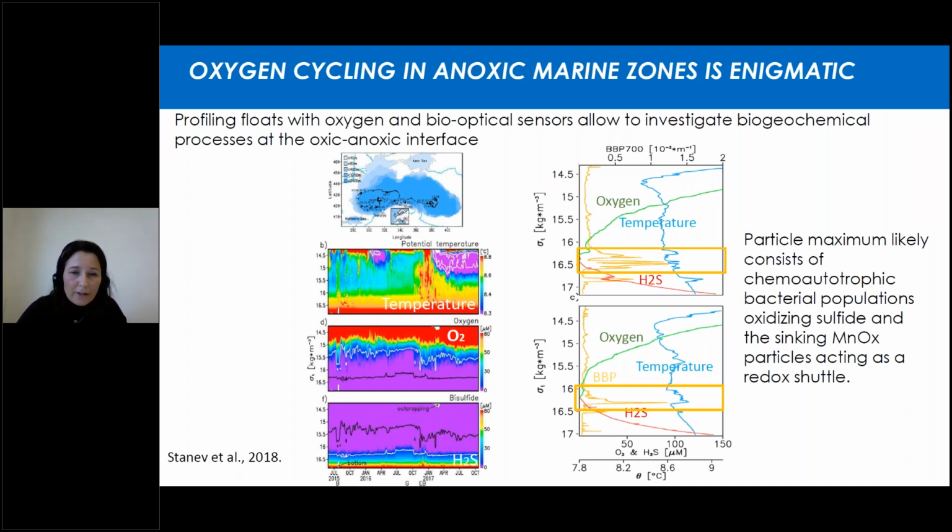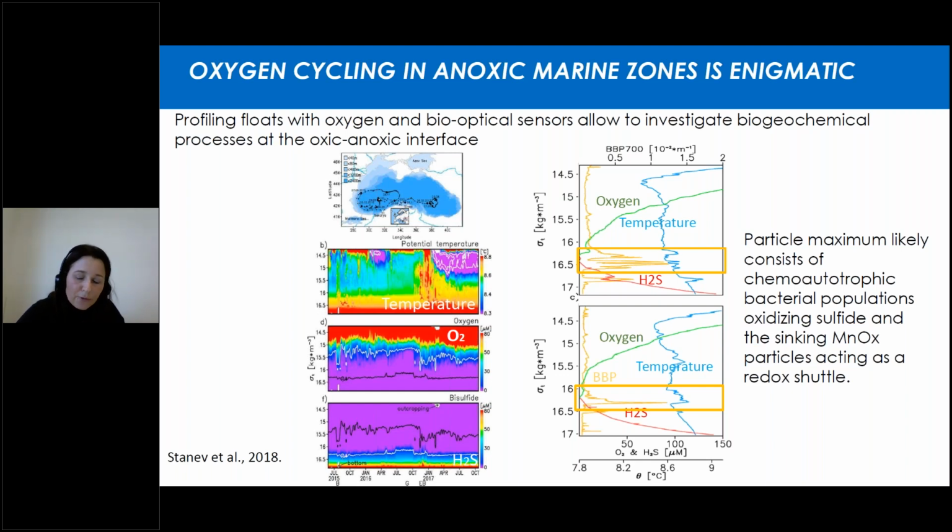What you can see on the left is the temperature profile, the oxygen profile, and also the hydrogen sulfide profile delivered from these Argo floats. And on the right, what you can see is also the profile taken at one station. So you see the oxygen, temperature, hydrogen sulfide, and in addition, you can see the backscattering coefficient that can also be delivered from Argo floats. And this backscattering coefficient is very important because it gives you an estimation of the importance of particles in the region between oxic and anoxic regions.